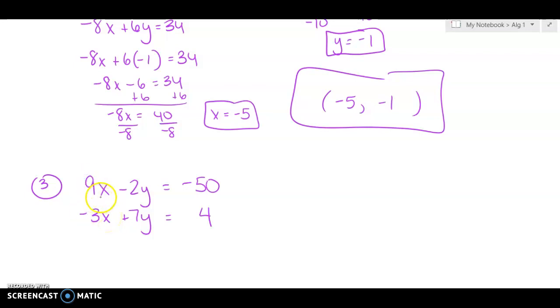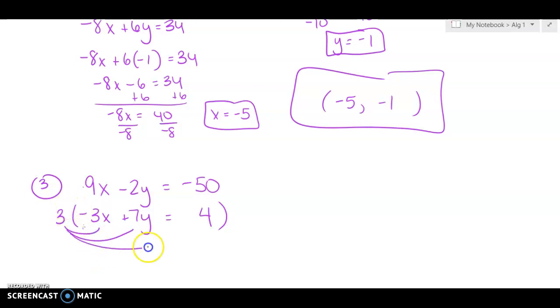I'm going to cancel out my x's because if you notice I have a 9x here. I could easily make this negative 3x a negative 9x. And then those would cancel because we want them to be the same number but opposites. If you prefer to cancel out the y's, then I would make one of them positive 14 and one of them negative 14 because 2 and 7 go into 14. But I'm going to make this bottom into a negative 9x because negative 9x and positive 9x will cancel. This is already a negative 3. Negative 3 times 3 will give me negative 9.